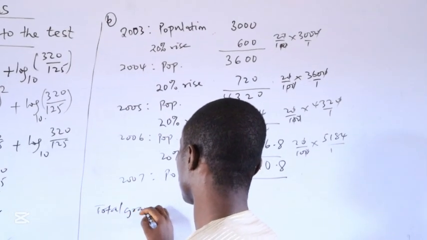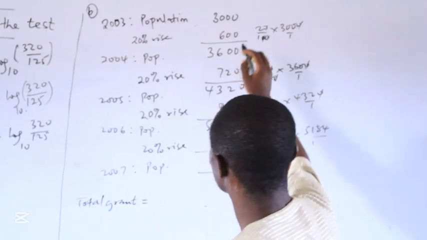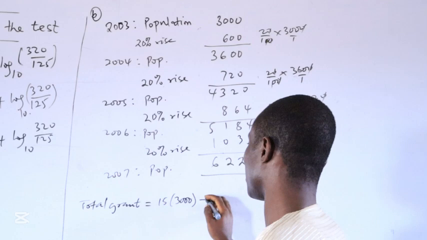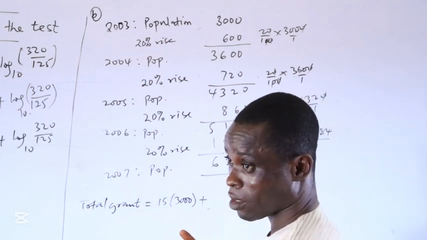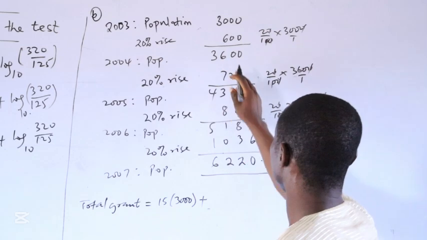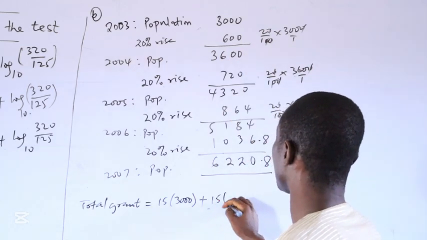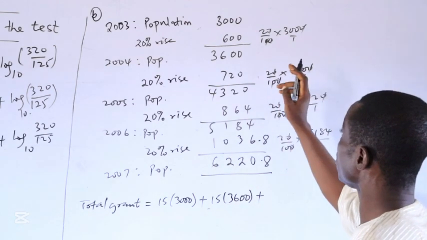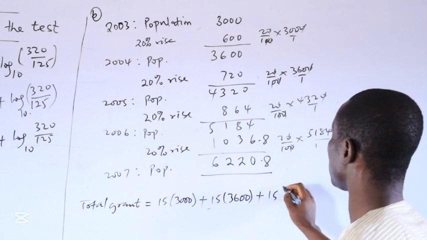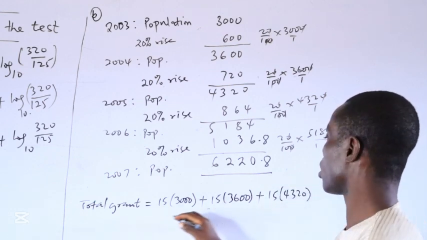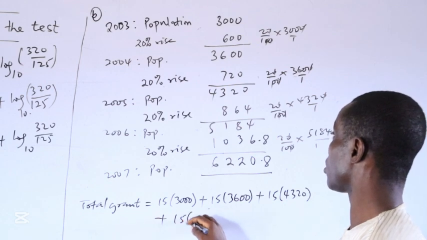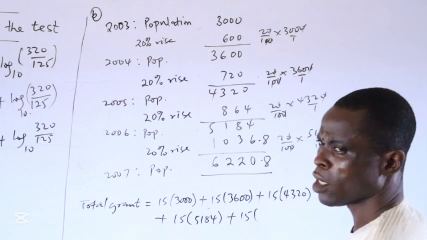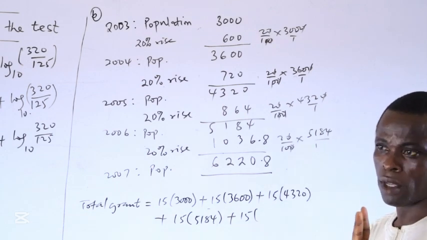total grant now equals the first year, 2003, is 15 times 3,000. That is the first grant for 2003. Then for 2004, that's 15 times 3,600. Then 2005, 15 times 4320. Plus 2006, 15 times 5184. Then 2007.